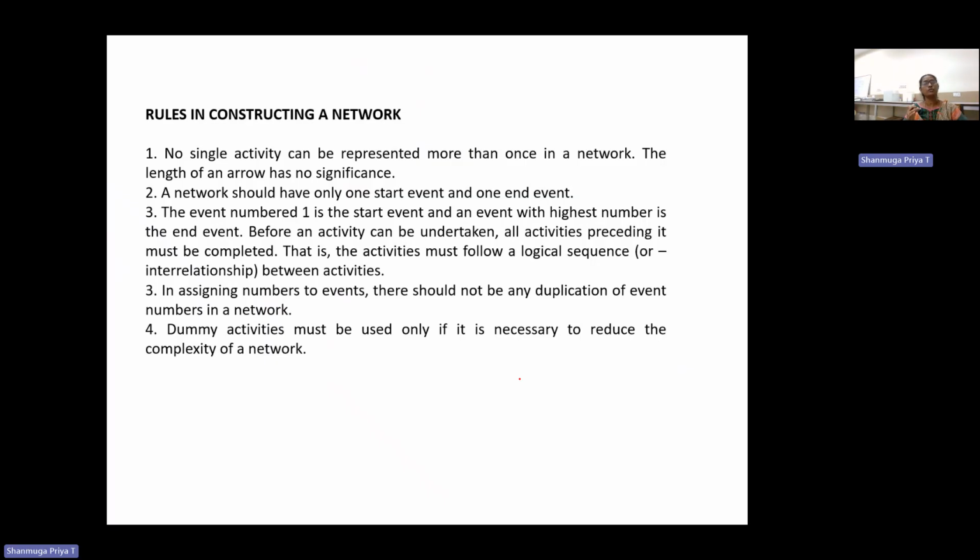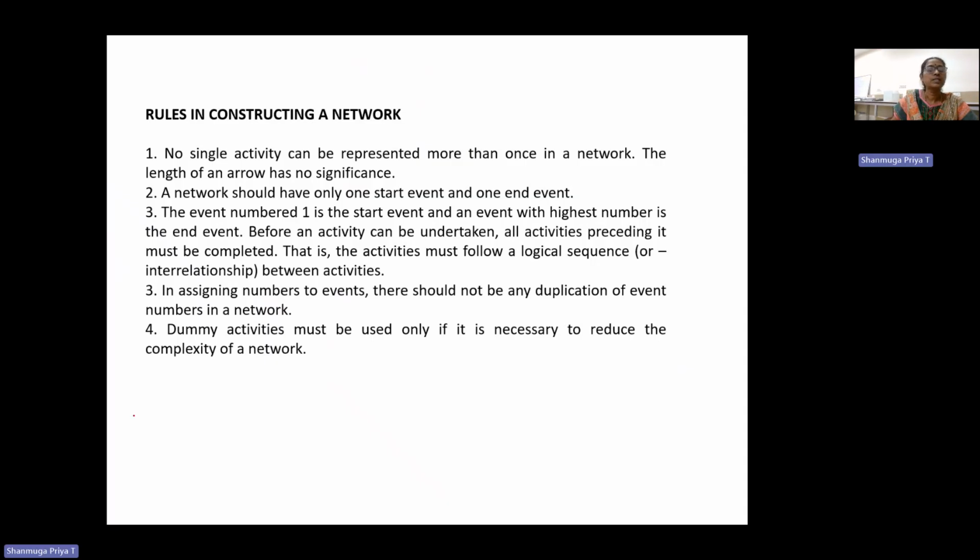Next, a network should have only one start event and one end event, so there is nothing simultaneous. I will give an example in the next slide. The event number will start with 1, and the highest number will be in the ending event, before the activity is undertaken.